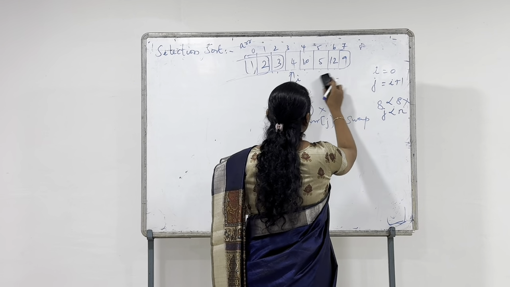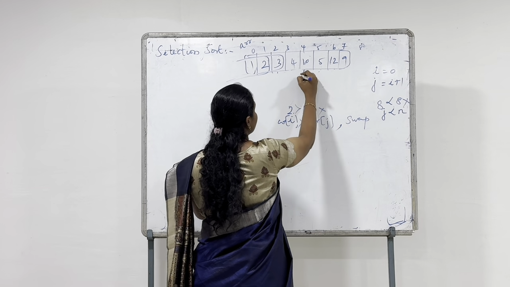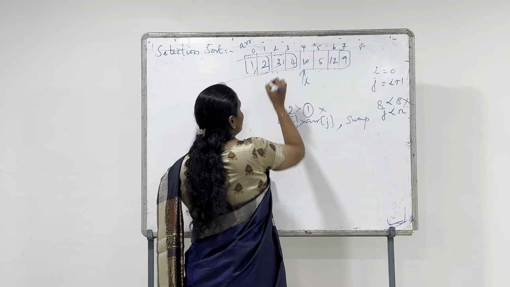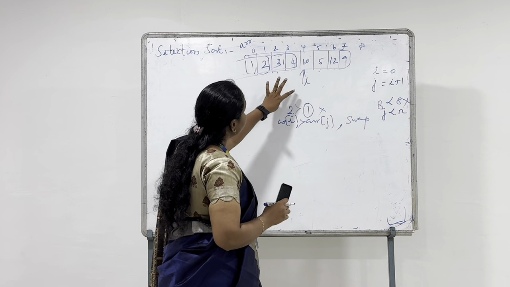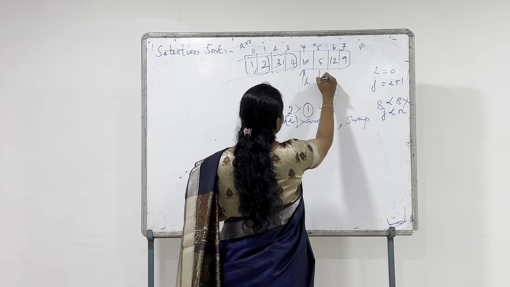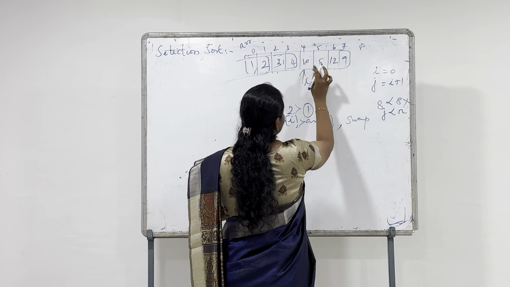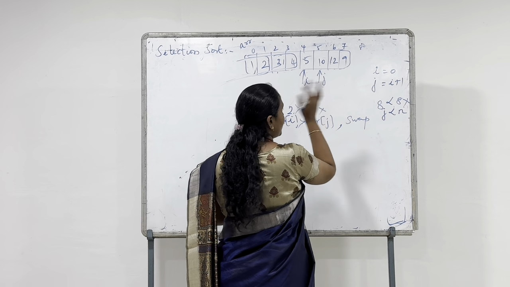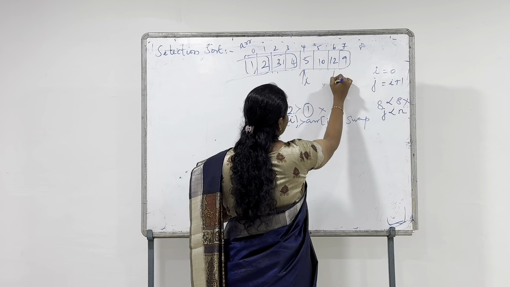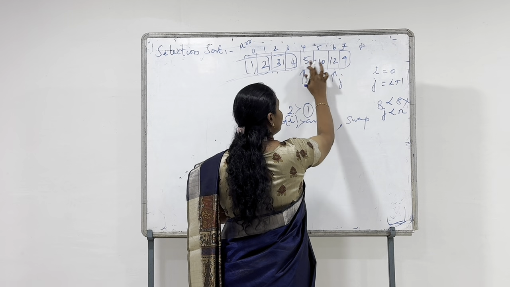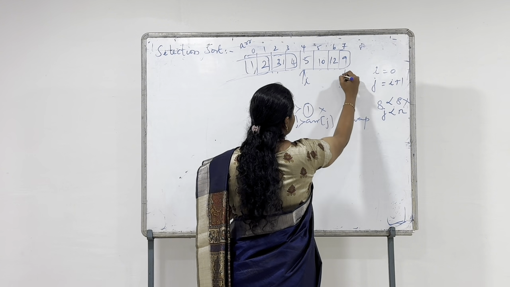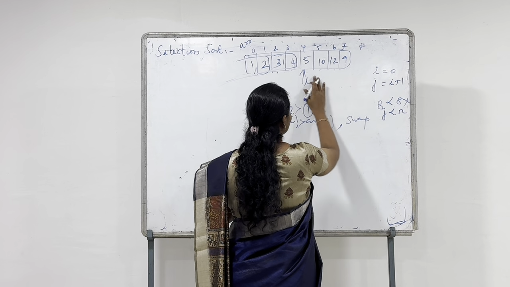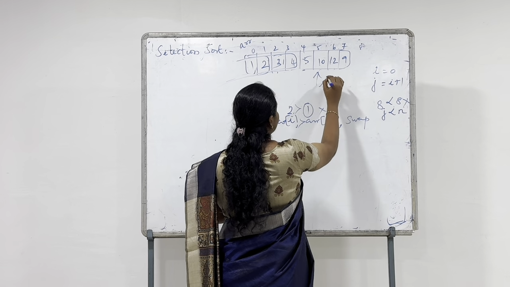And j comes out from the loop. Now increment I. So these 4 elements get sorted. Now compare I and j, 10 and 5. 5 is less than 10, so 5 should be here and 10 there. Swap these two values. Then increment j, 5 and 12, 5 is lesser, so no change. 5 and 9, 5 is lesser, no change. j comes out from the loop and then I.